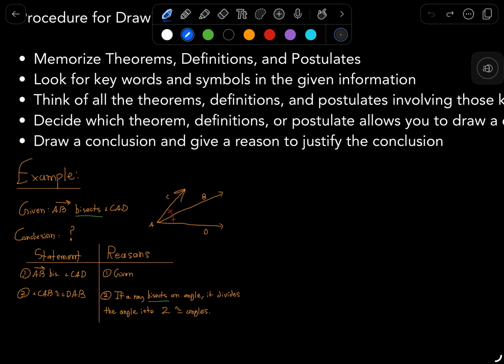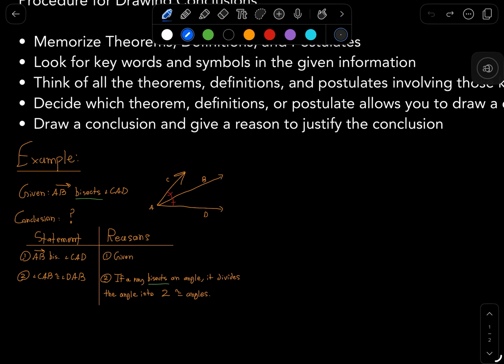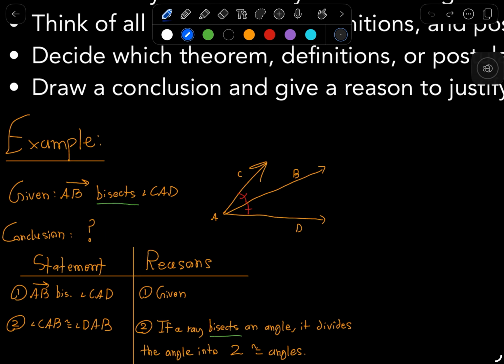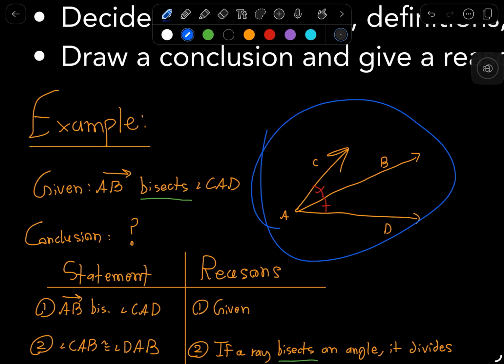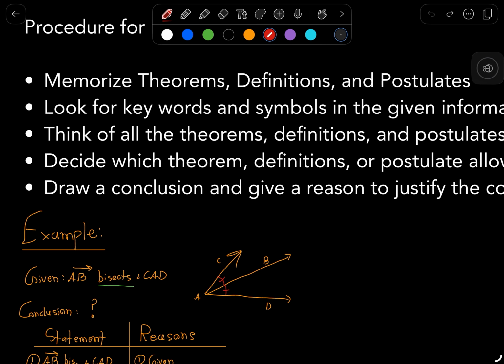Okay, so in this example, we're given AB bisects angle CAD. They give us a diagram, and this time it's different because it doesn't tell us what the conclusion is. We have to find that out ourselves. So let's look at our first step, memorizing theorems. We've already done that, assuming you guys have actually done that, so let's move on to the next step, which is looking for keywords.